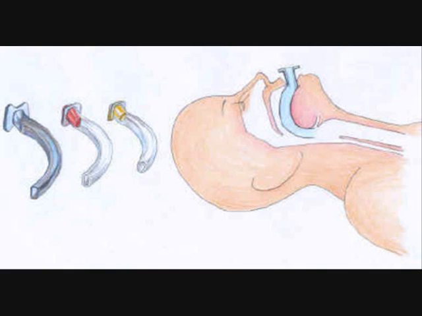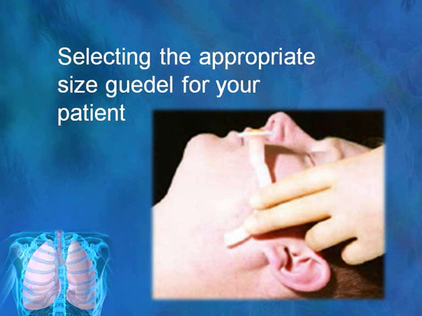A Goodell's airway is used to help maintain a patient's airway. It would only be used in an unconscious patient or one without a gag reflex. Firstly, you will need to select the appropriate size Goodell's for your patient.